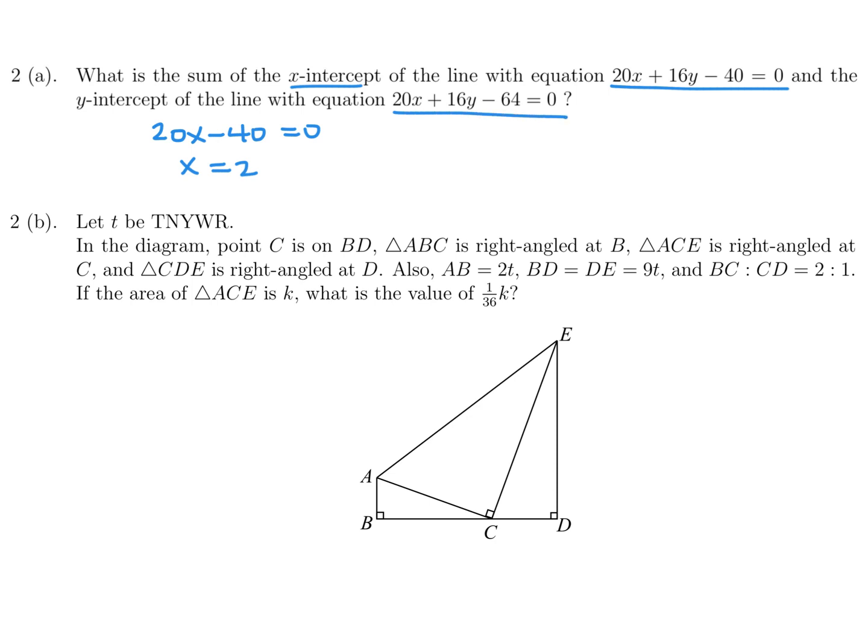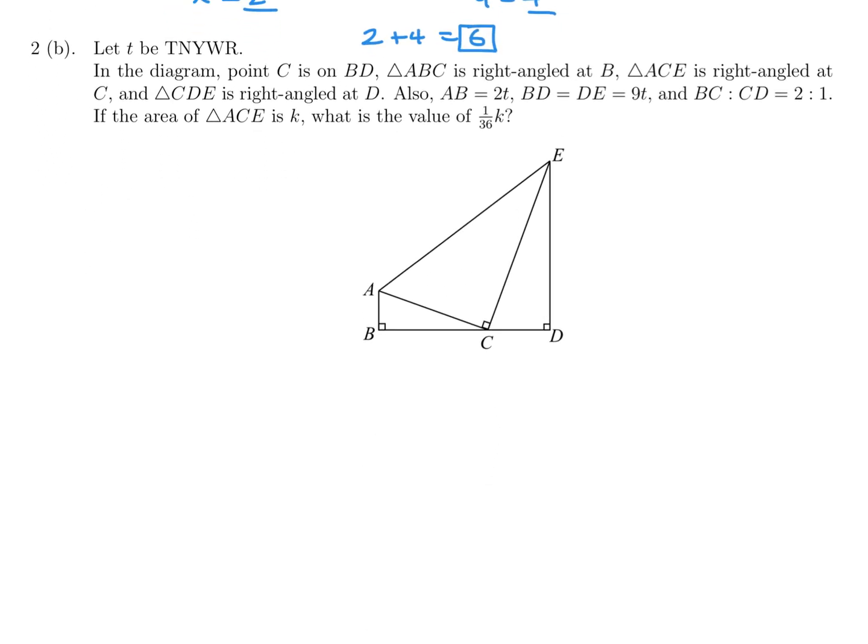Y-intercept of this one. To get the y-intercept, you have to set x to 0. So 16y minus 64 is 0, so y is 4. And then they want the sum of those two, so you have to take this and add it to that. And 2 plus 4 is 6. So t in this question would be 6, the answer to the previous question.